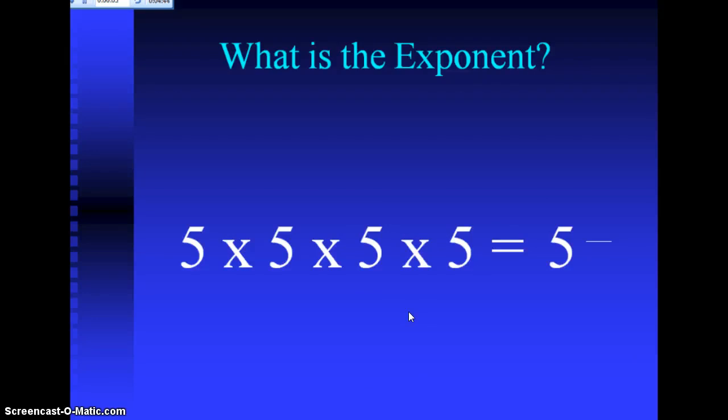What is the exponent for this problem? Hopefully you said 5 to the 4th power. Again, our star of the show, base number 5, appears 1, 2, 3, 4 times. So we would write the exponent 4, little, up at the top.